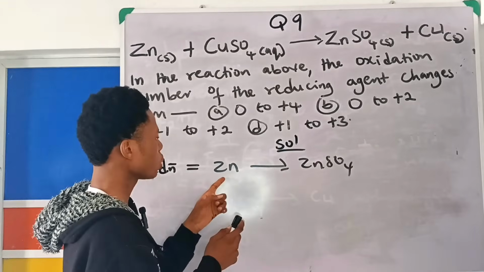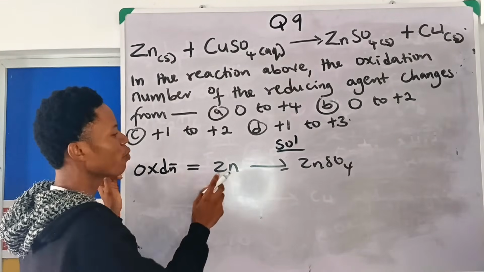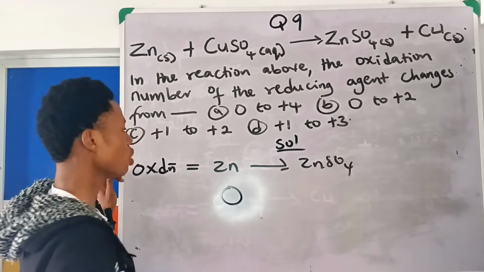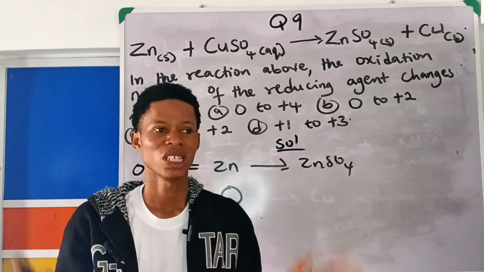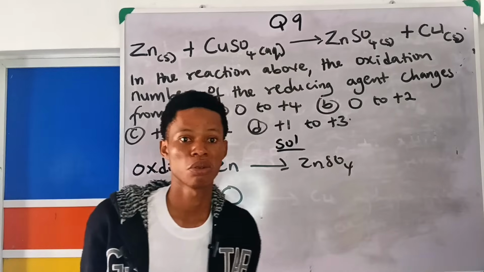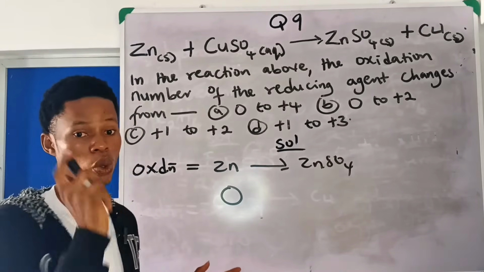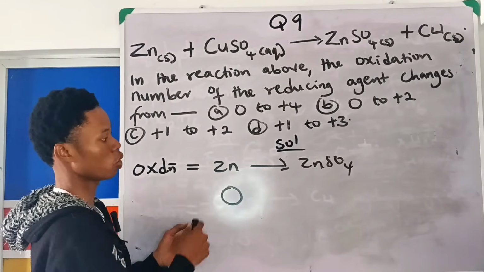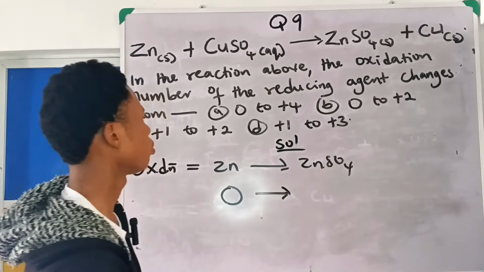since zinc is the reducing agent here, the oxidation state of every element on its own is 0. So if you just write zinc like that, the zinc is not attached to any other thing, it's 0. If you write copper on its own, 0. Sodium on its own, 0. The oxidation state of any element on its own is 0. So since it's not attached to anything here, zinc, the oxidation state is 0. So 0 to, now check here.